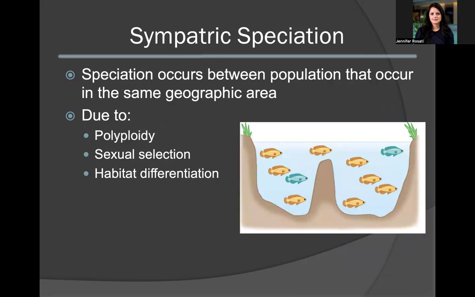In sympatric speciation, we have a speciation event that occurs between populations. However, this occurs with populations within the same geographic area. Sympatric speciation can occur due to polyploidy, sexual selection, as well as habitat differentiation.